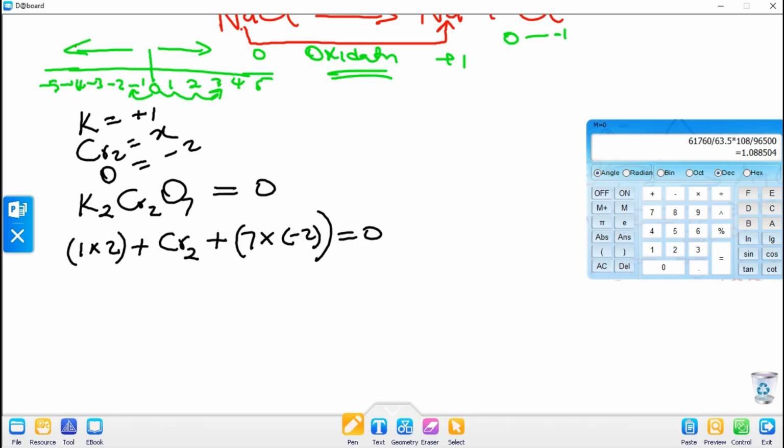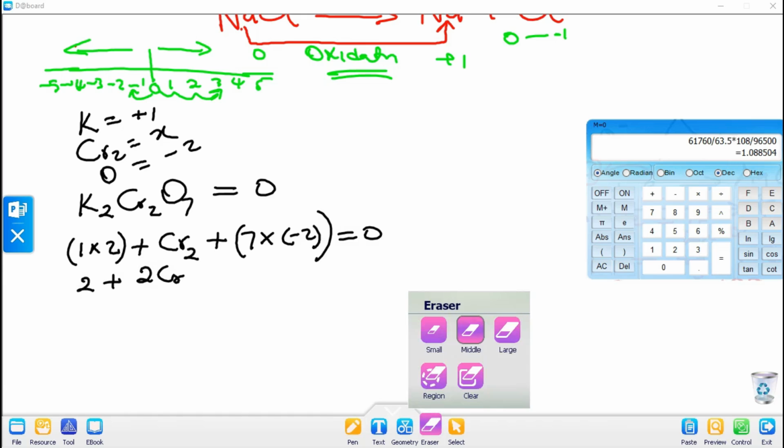All equal to 0. So this is going to be 1 times 2 is 2 plus Cr2, which is the same thing. You can still say 2Cr or Cr2. But let's just leave it as 2Cr.